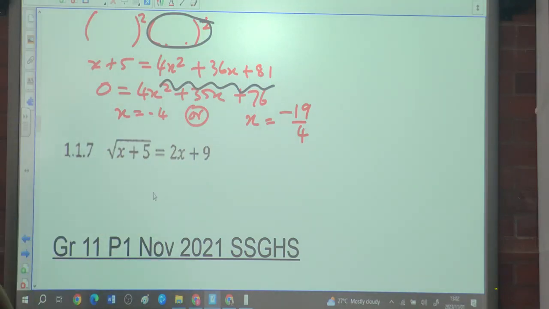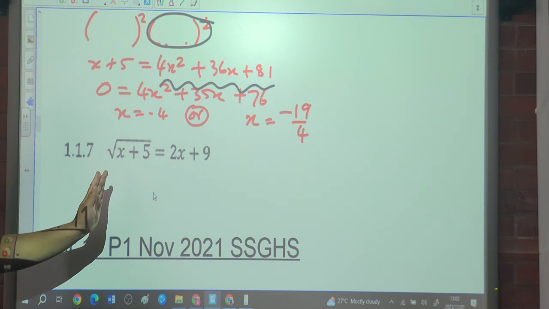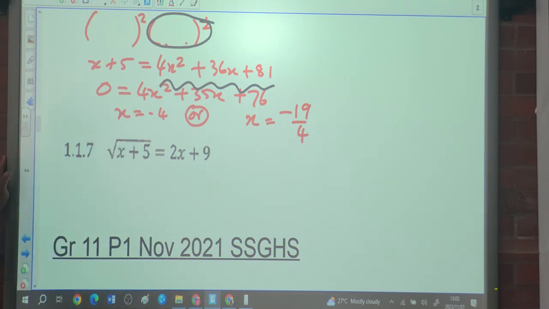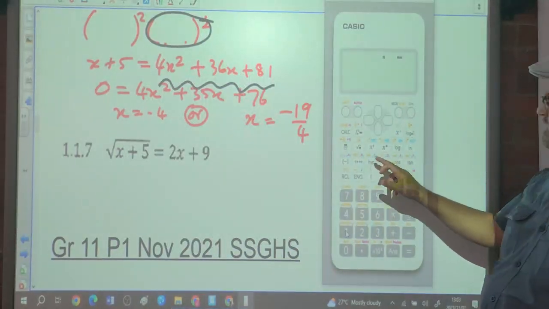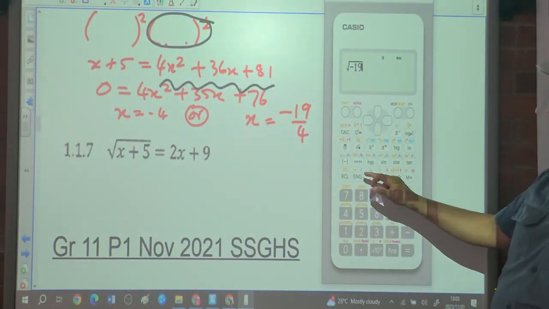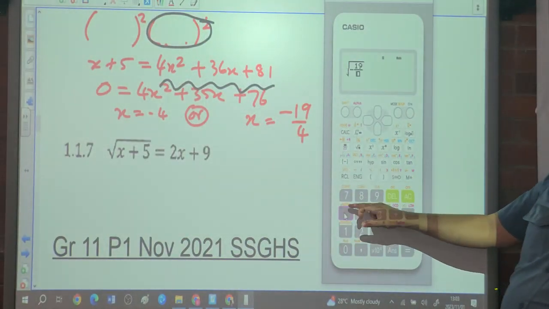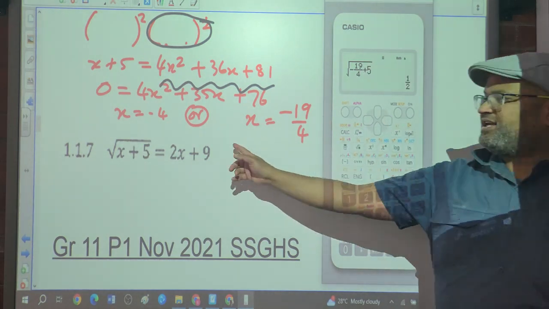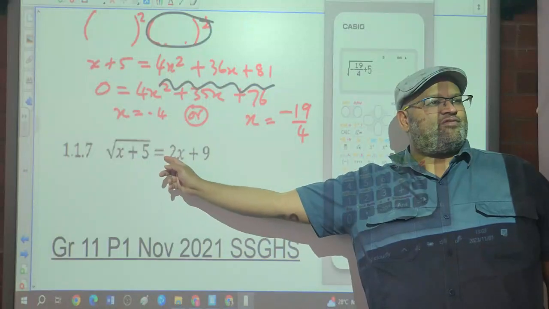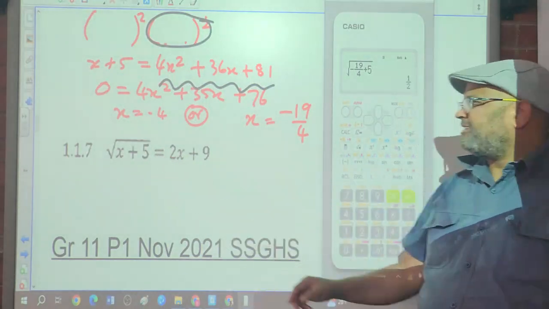Negative 8. Negative 8 plus 9? 1. So that one works. Let's check for negative 19 over 4. Negative 19 over 4. So the square root of negative 19 over 4 plus 5. So half. If I put negative 19 over 4 here and I get to half, then it works. Not so as well.